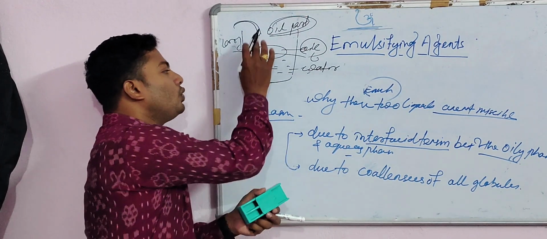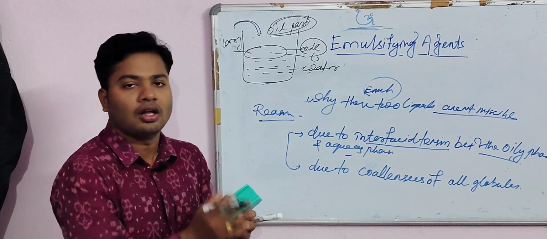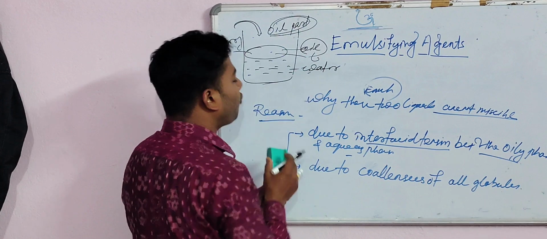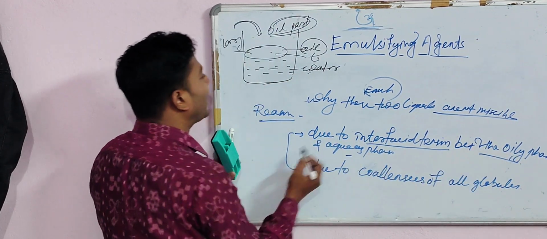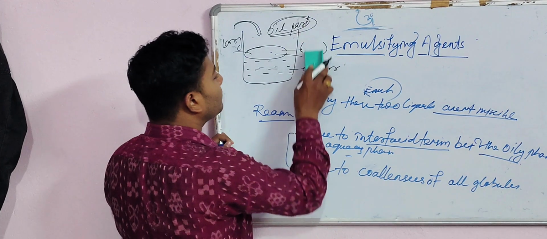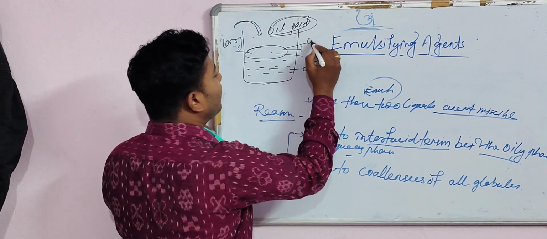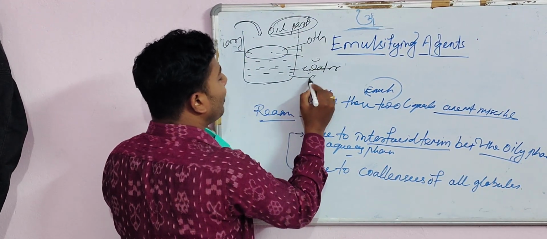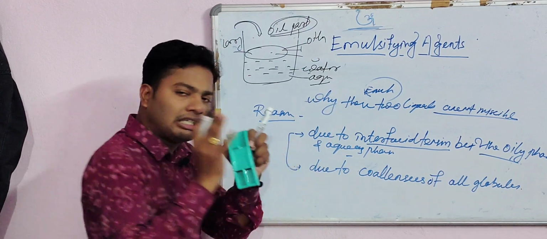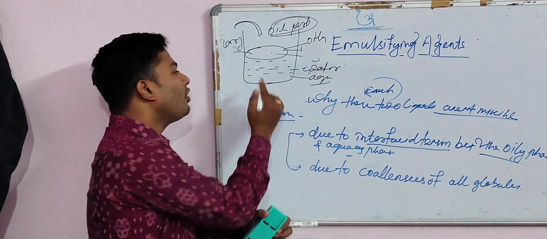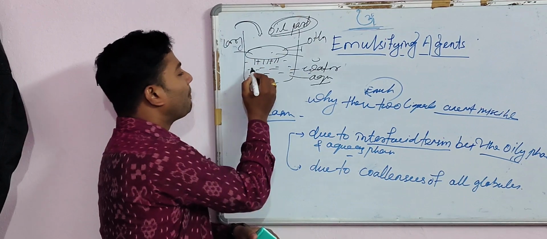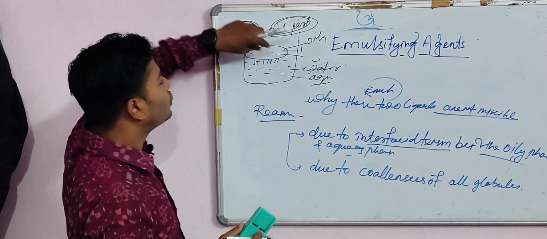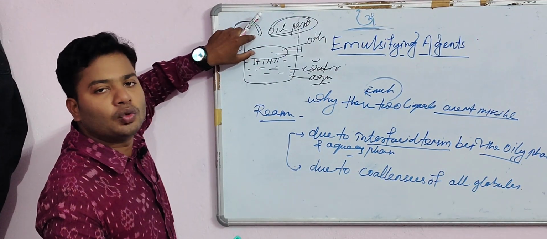So why are these two liquids not miscible with each other? The first point is interfacial tension between the oily phase and aqueous phase. This one is the oily phase and this one is the aqueous phase. Definitely there is some interfacial tension. That's why the two liquids are not miscible with each other.